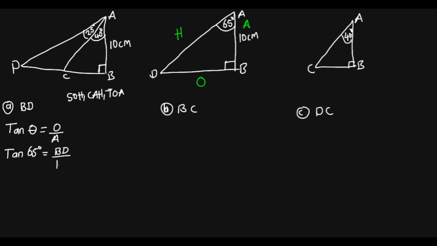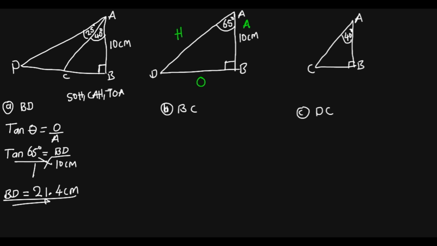The adjacent is 10 centimeters. So over, cross multiply, 1 times BD. Then tan 65 times 10 centimeters. I'm getting about 21.4 centimeters. So this is the distance BD.